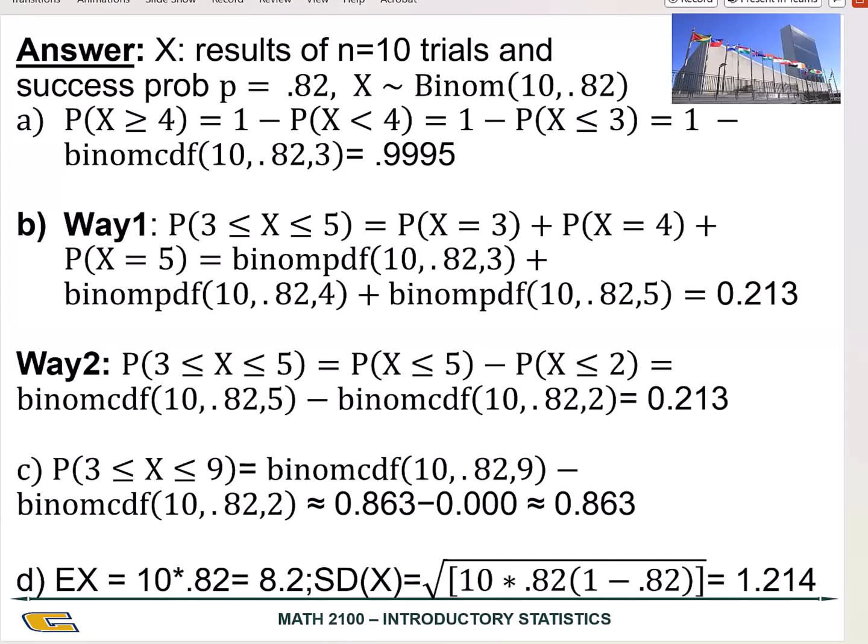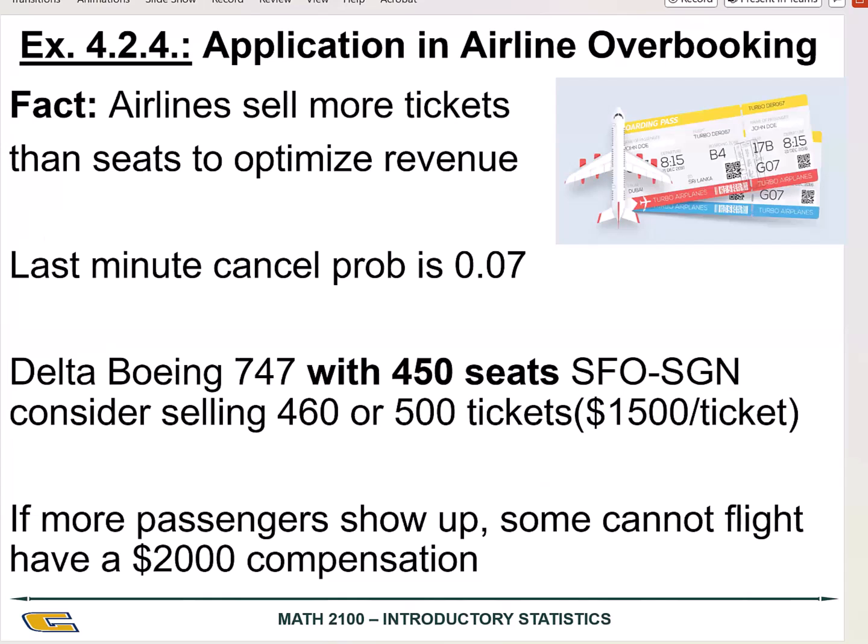So let's look at an application in real life. This is from the airline business, which we call airline booking, okay? Here are the facts. Airlines often sell more tickets than seats to optimize revenue. And why is that the case here? The airline industry keeps track of empirical data about the people who cancel at the last minute or do not show up, right?